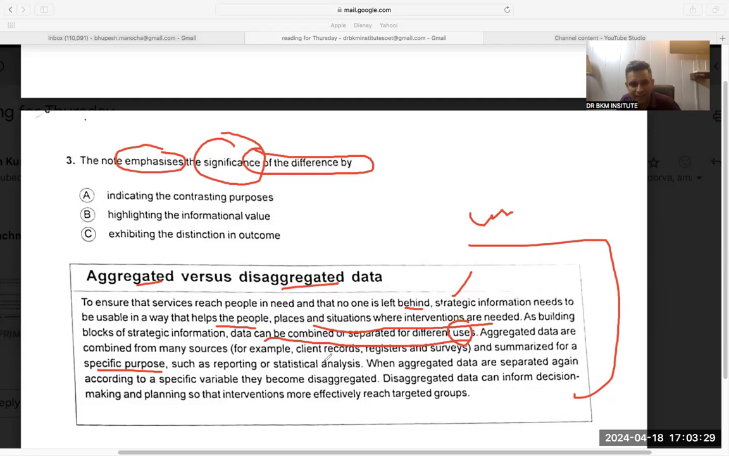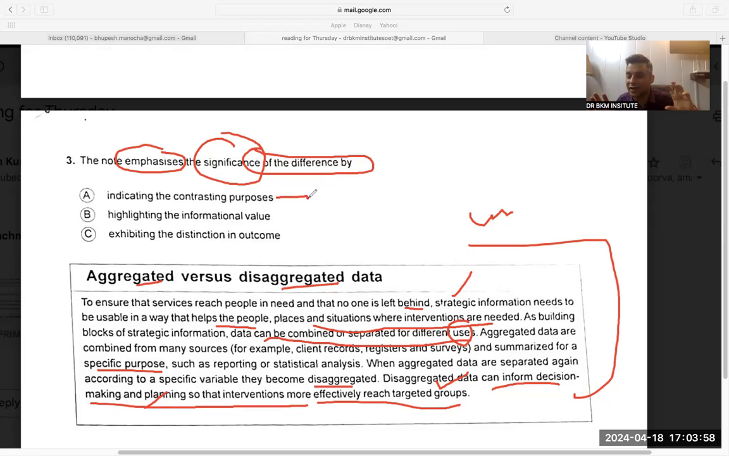When aggregated data are separated again, they become disaggregated data, which can inform decision making and planning so that interventions more effectively reach people. That means they are again telling us that aggregated data is used for this purpose, and disaggregated data is used for decision making and planning. They are trying to differentiate the data according to its usage. So, indicating contrasting purposes, contrasting means different purposes. Yes, aggregated data is used for a specific purpose. Disaggregated data is used for decision making. So they have contrasting purposes.